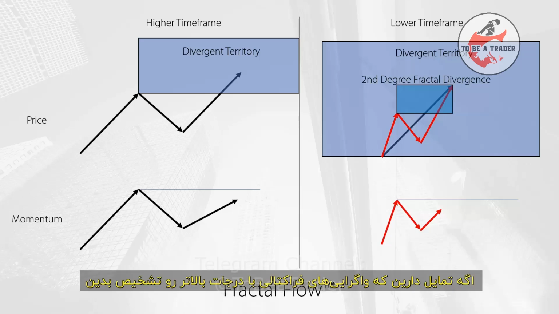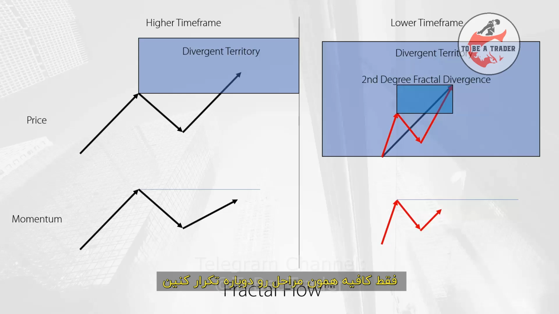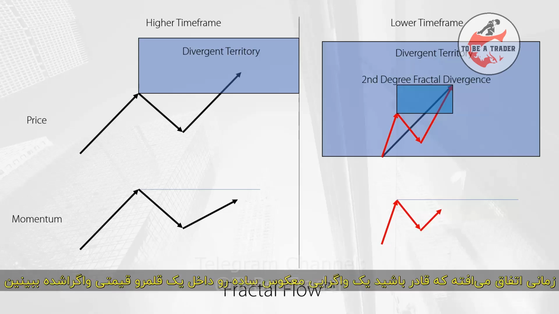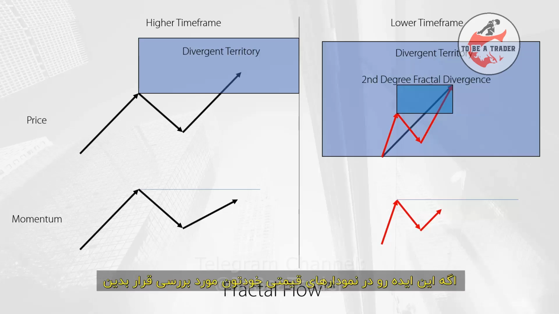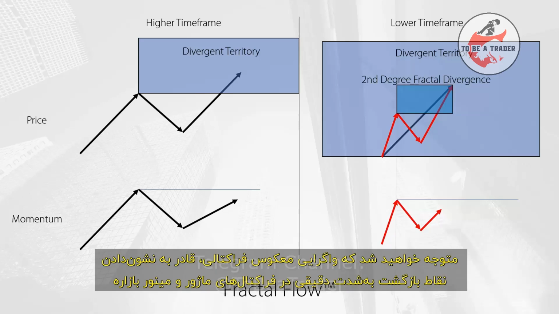If you wish to identify fractal divergences with higher degrees, all you need to do is to repeat the same steps again. A third-degree fractal divergence would happen when you were able to see a simple reversal divergence within a divergent price territory, and this divergent price territory would be inside yet another divergent price territory. If you study this idea in your price charts, you will notice that fractal reversal divergence is capable of pointing out extremely precise points of reversal in major and minor fractals in the market.